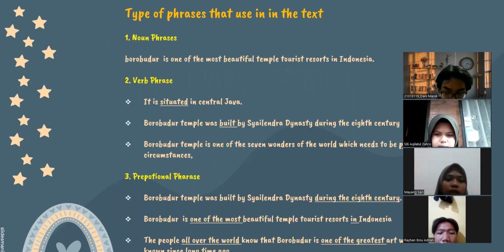there are 3 sentences. Borobudur Temple was built by Sailendra dynasty during the 8th century. The next is Borobudur is one of the most beautiful temple tourist resorts in Indonesia. The people all over the world know that Borobudur is one of the greatest artworks that has been known since long time ago. Next.